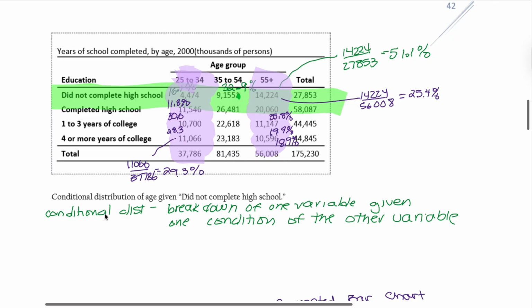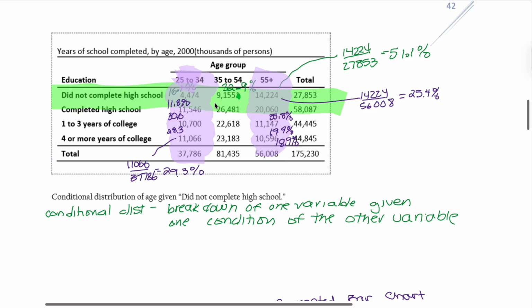So the conditional distribution of age given did not complete high school. Things get more interesting here. We're given some conditions and we're asked to find the percentage. So instead of dividing by the total, we're dividing by the corresponding condition's number of people. So what is a conditional distribution? It's the breakdown of one variable given one condition of the other variable. So in this case, given did not complete high school, which means this will be our denominator.